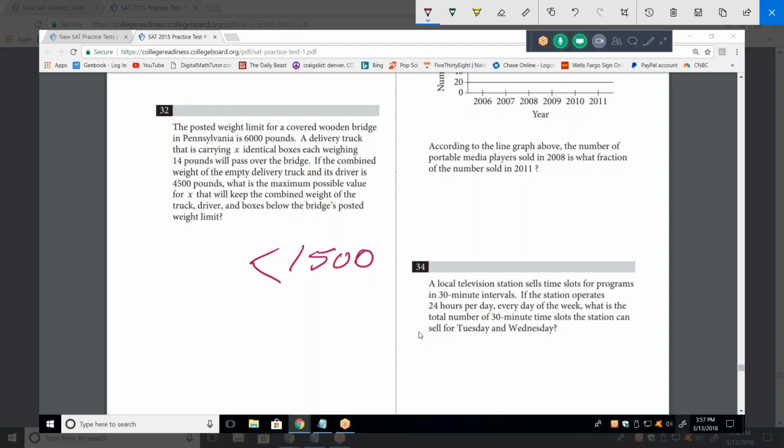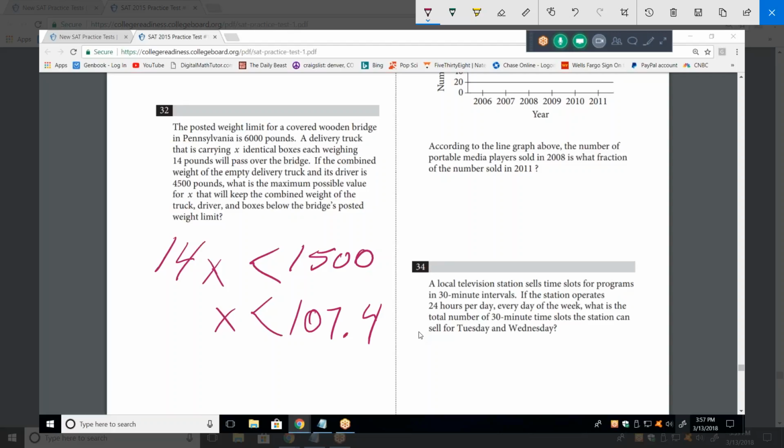And each box is identical. There are X of them, and each one weighs 14 pounds. So 14 times X is what has to be less than 1,500. Use your calculator, solve that. 107.4. Okay, now what's the answer to the question?